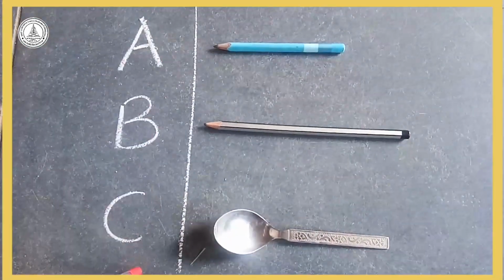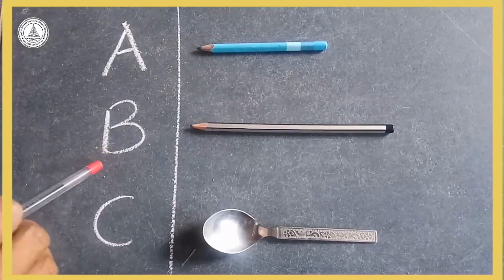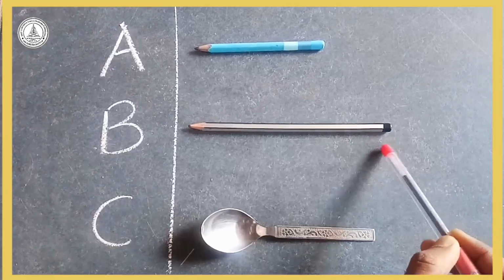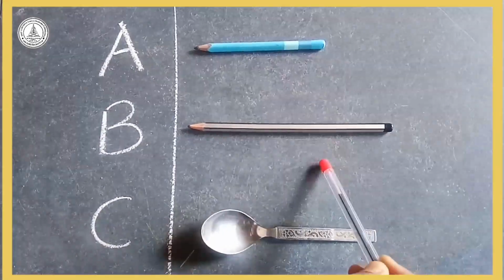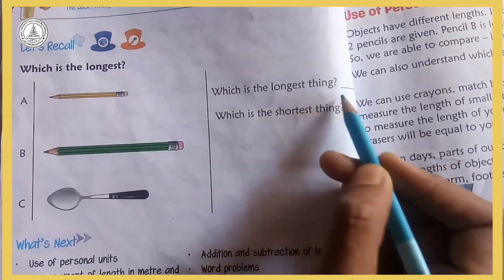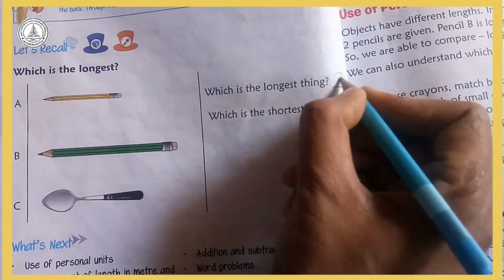So all of you observe here. Now you tell me which is the longest thing. That is B, right? Observe here, it has more length, so this is the longest thing. So students, write down here which is the longest thing. The answer is B. So write down here B.